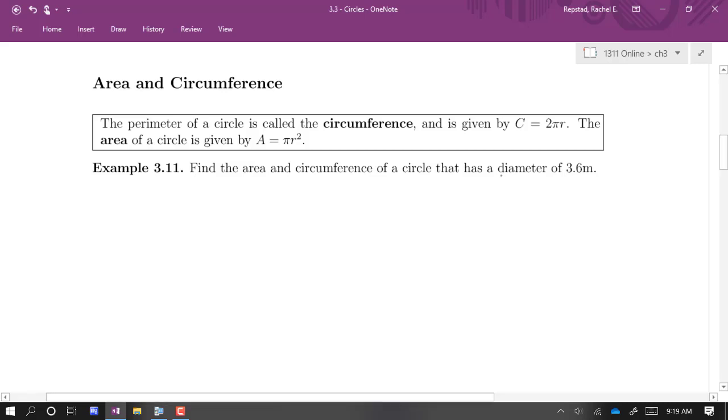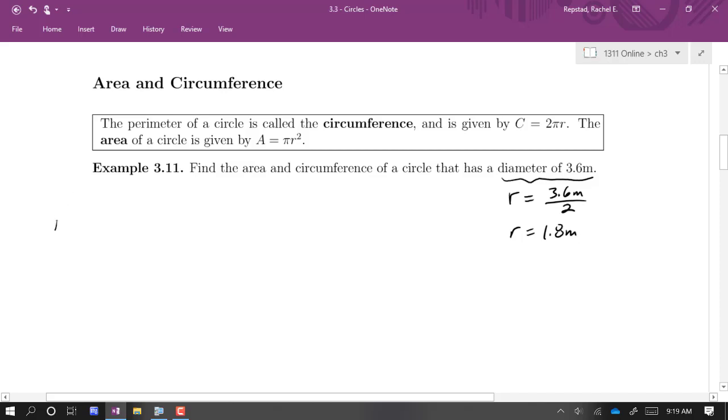Now the first thing I'm going to do here is just say, okay, they gave me the diameter. That means I can find the radius. And I'm going to find the radius. The radius is half the diameter, so I'm going to take 3.6 meters divided by 2, and I get 1.8 meters.